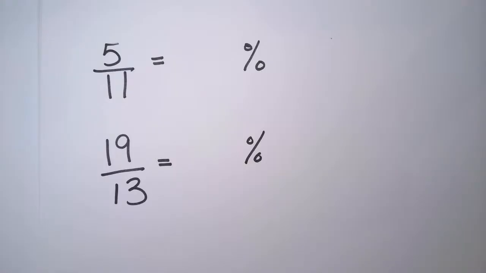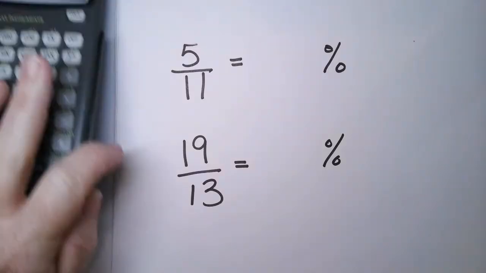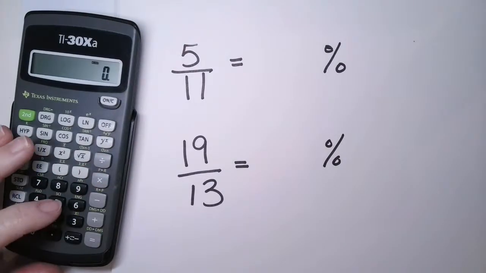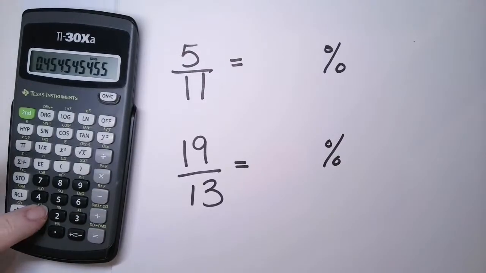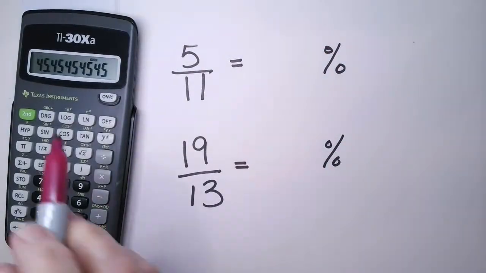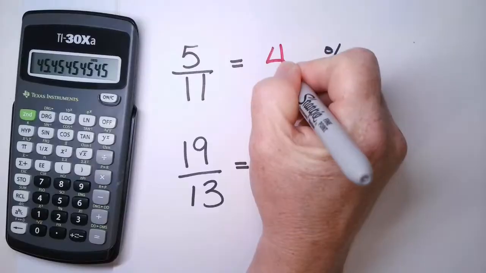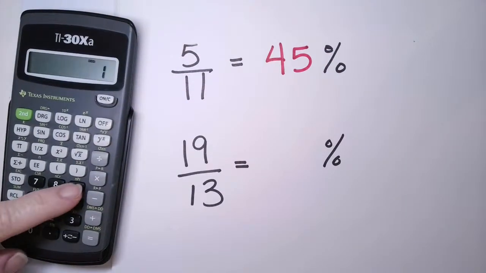So what would you like to do? Okay, yes, I would grab my calculator because, you know, you've worked hard. You know how to divide. So 5 divided by 11 times 100. Excellent. Nearest whole number, so it's 45.4. So that tells me we're not rounding up. It's staying as 45. 19 divided by 13.